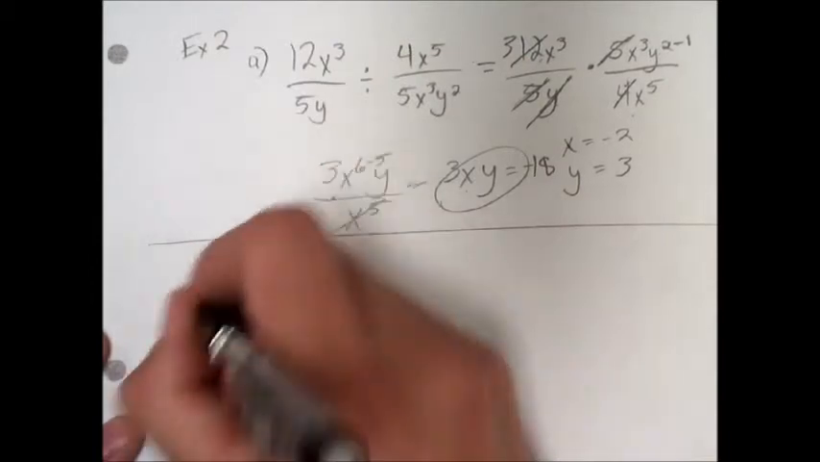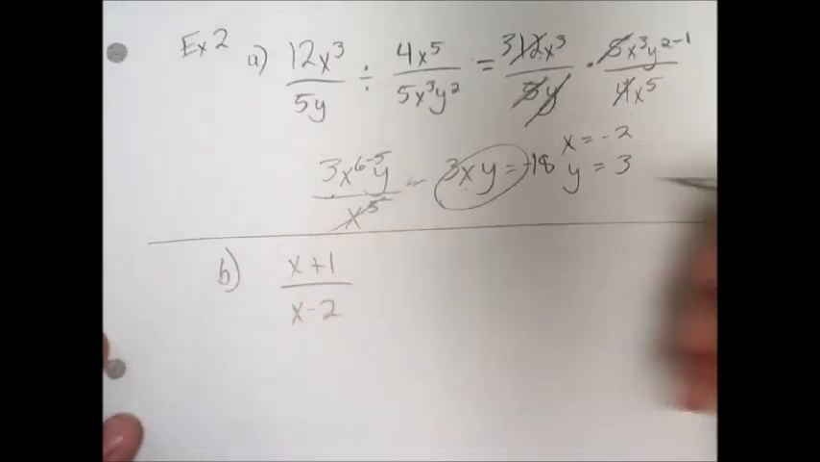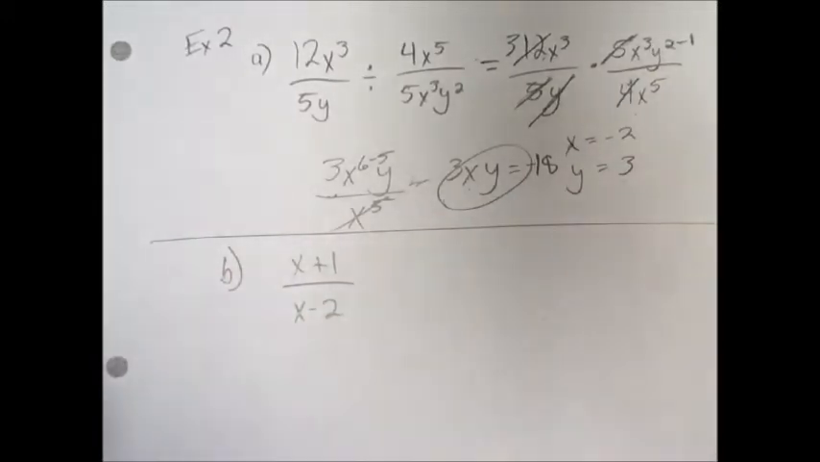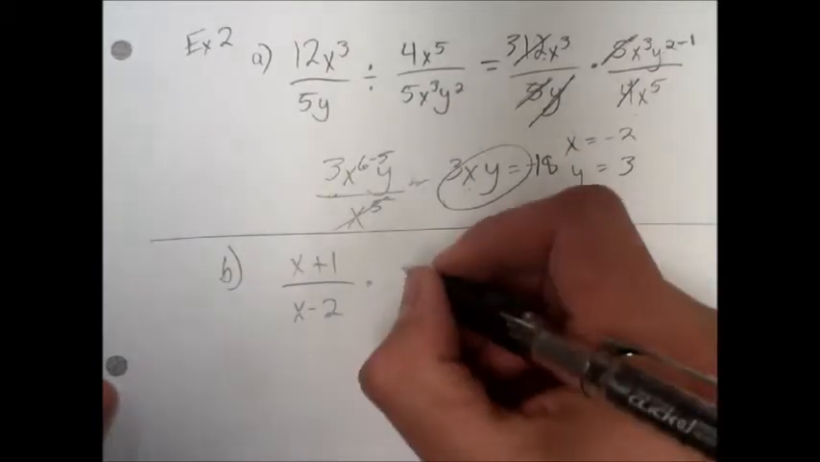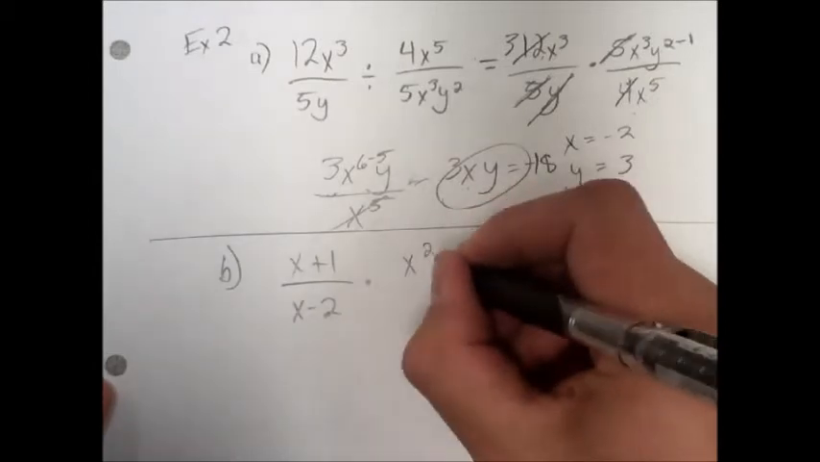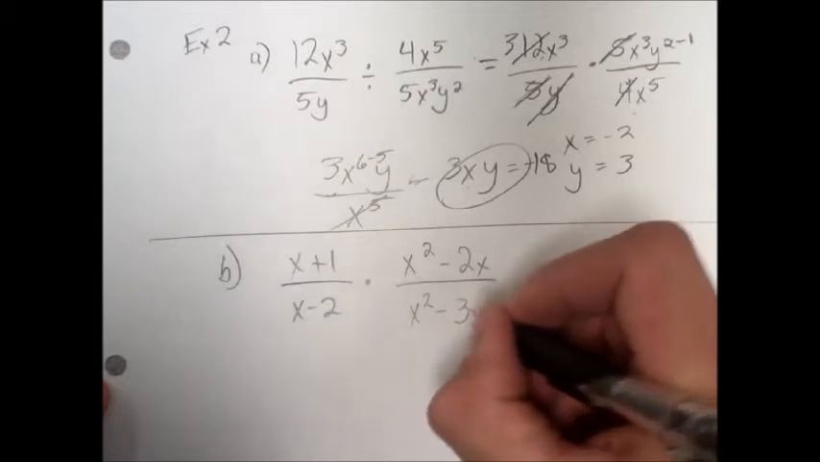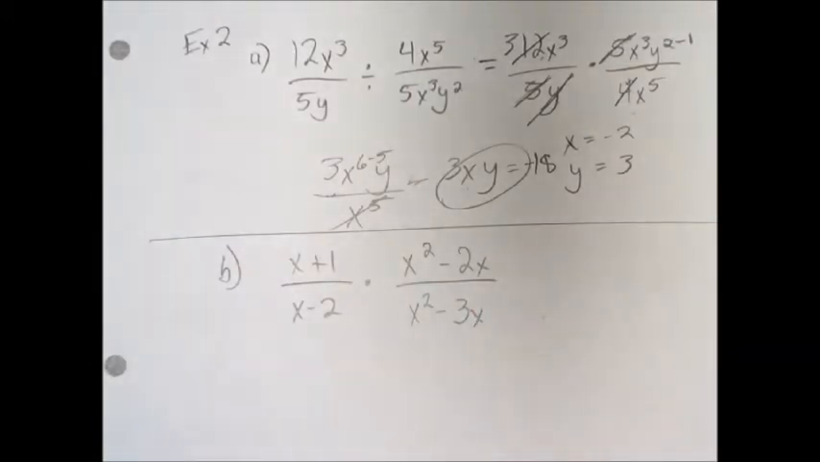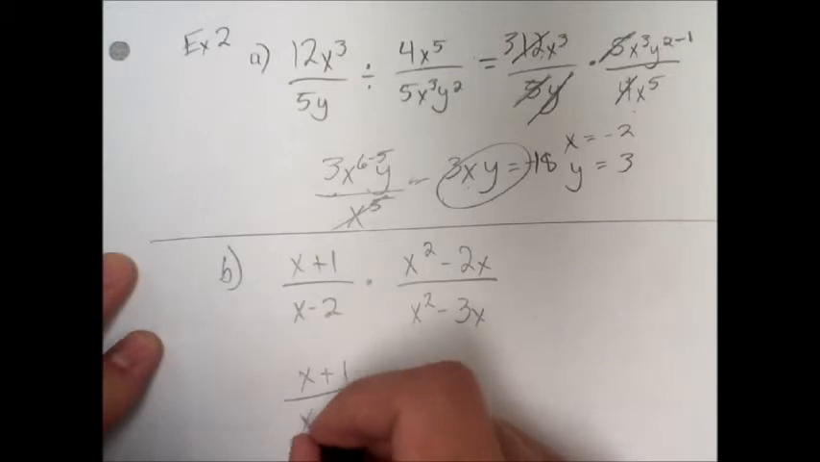On B, they give us x plus 1 over x minus 2, and then they say divided, so you should automatically think I have to multiply by its reciprocal. I wouldn't even write down the original problem. I would already write down I'm multiplying by the reciprocal, so I'm flipping this fraction. So it's x squared minus 2x over x squared minus 3x. So I went ahead and flipped it as I wrote it. And then, of course, I need to factor each of those. The x plus 1 is done. X minus 2 is done. I can't do anything extra with those.